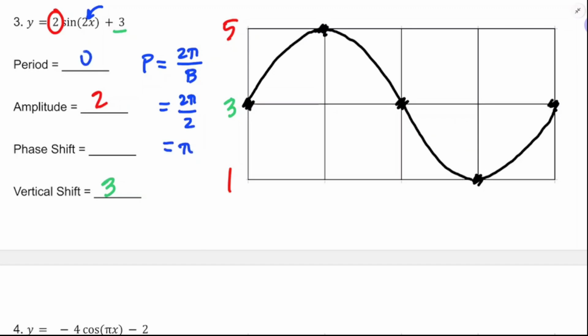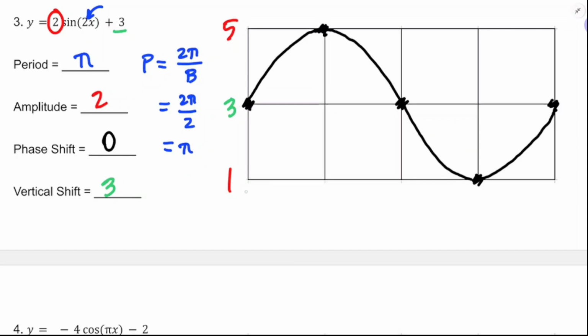Okay, I don't know why I said 0. I think I was thinking about the phase shift. Period's going to be pi. Okay, and so now thinking about the phase shift, I'm not seeing any kind of x minus a number or x plus a number on the inside of the trig function, so I'm going to say the phase shift is 0.